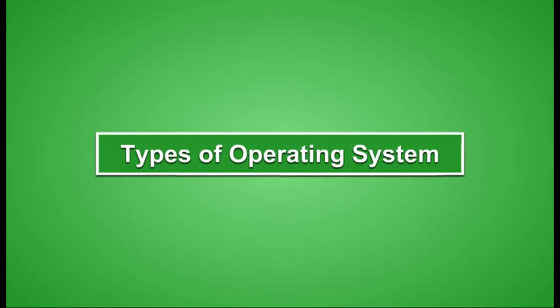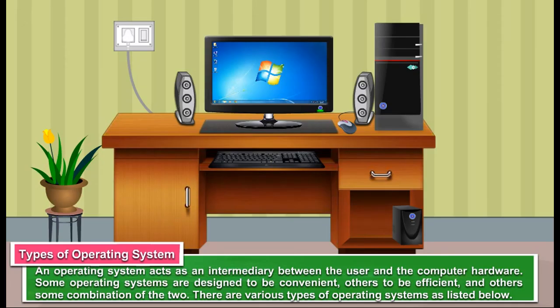Types of operating system. An operating system acts as an intermediary between the user and the computer hardware. Some operating systems are designed to be convenient, others to be efficient, and others some combination of the two. There are various types of operating systems as listed below.